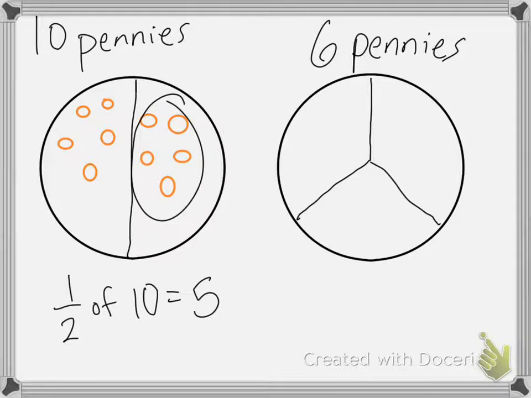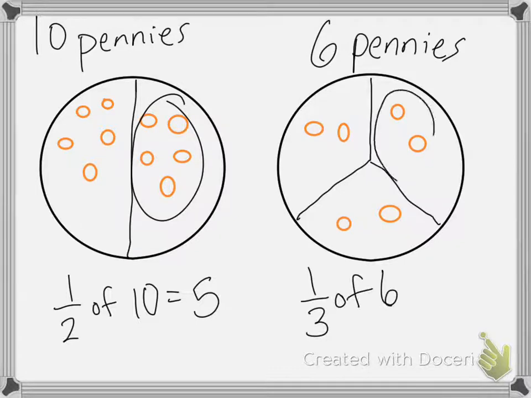Okay, now 6 pennies. So 1, 2, 3, 4, 5, 6. And if I wanted to know 1/3 of 6 pennies, well, 1/3 of 6 pennies equals 2 pennies.